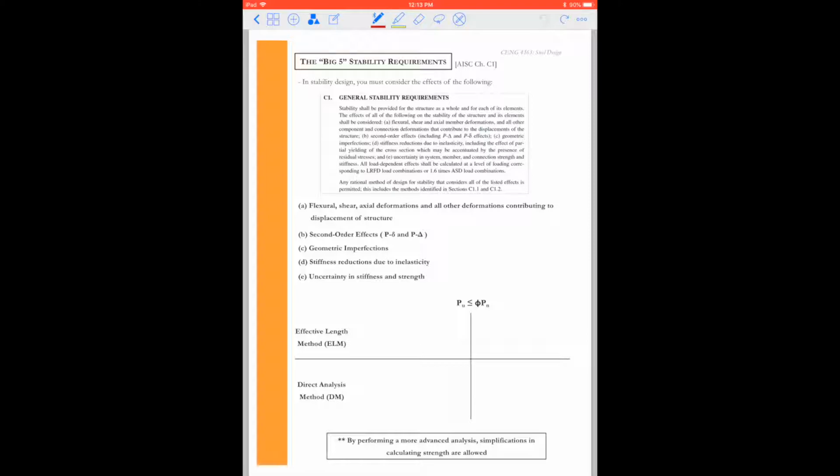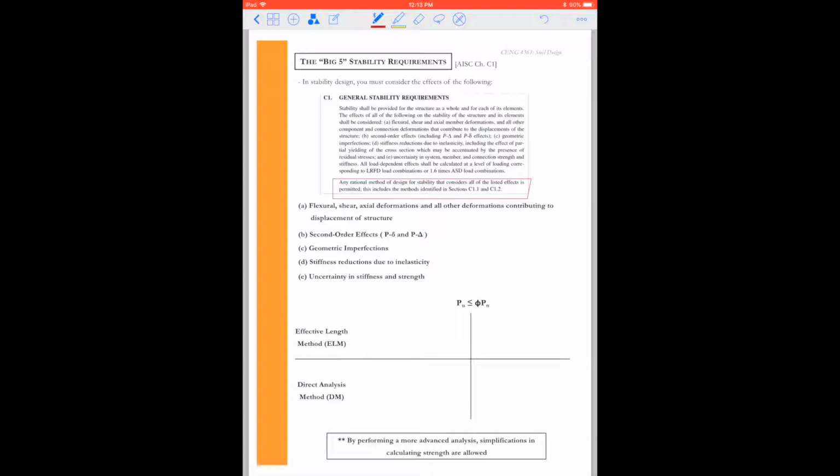So before we get started, we say in stability design we have to consider the effects of the following, right? And there's this big paragraph here in Chapter C1, and basically it has A through E mentioned. And we're going to hit each of those, but I do want to draw your attention to the last paragraph. It just says that any rational method of design that considers all of the listed effects is permitted.